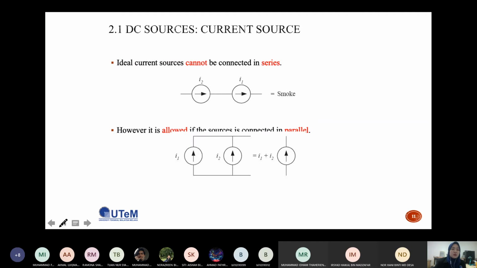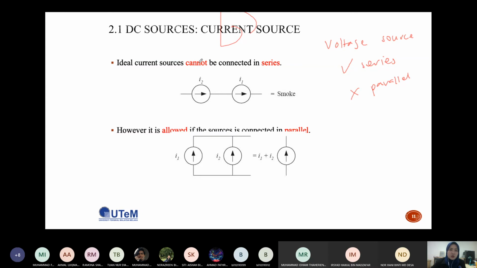In the previous slide, it stated that for a voltage source, you can connect it in series, but you cannot connect it in parallel. This is different from the current source.